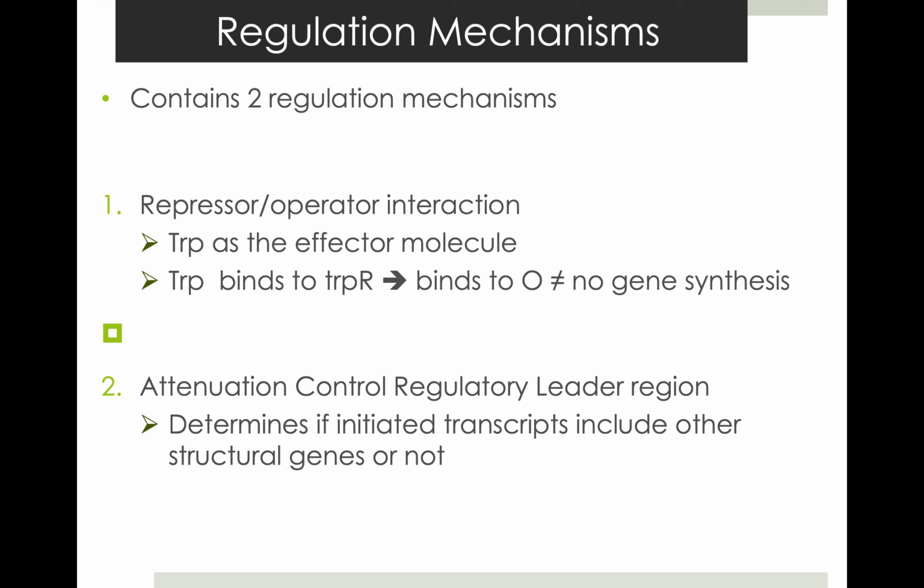In the case of the second mechanism, attenuation controls the regulatory leader region. It will determine whether the initiated transcript includes the other structural genes or not. So it will determine whether there is sufficient Trp, or whether more Trp needs to be made or needs to be stopped.